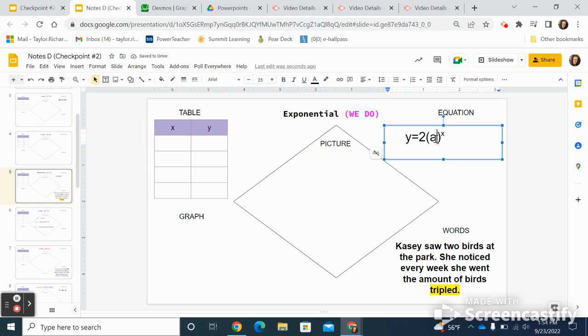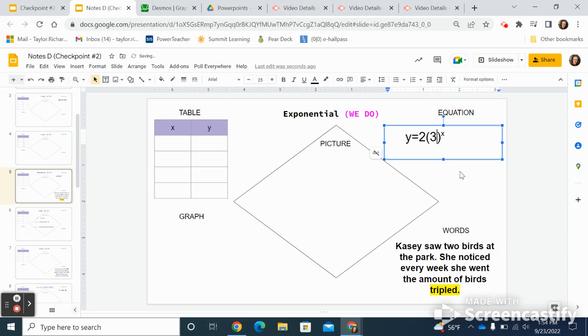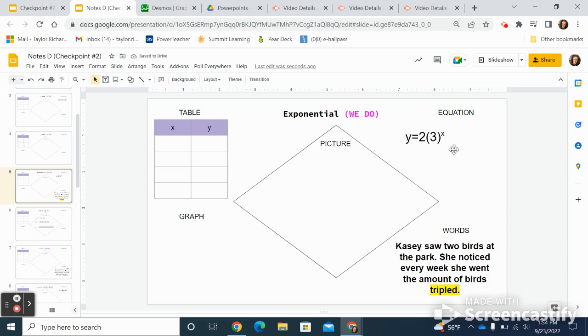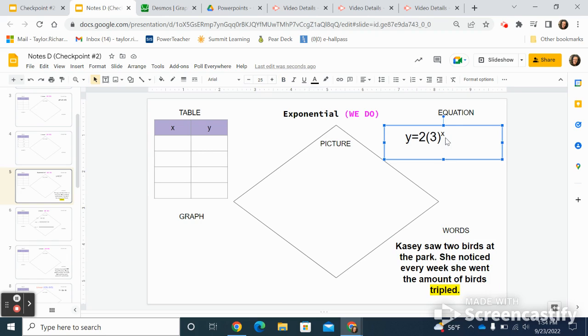Next, the A is what the rate of change is. Remember, our rate of change is it's tripling. You have to ask yourself, when you're tripling, what are you multiplying by? And that's going to be 3, just like triplets, right? There's 3. So these words should match this equation.